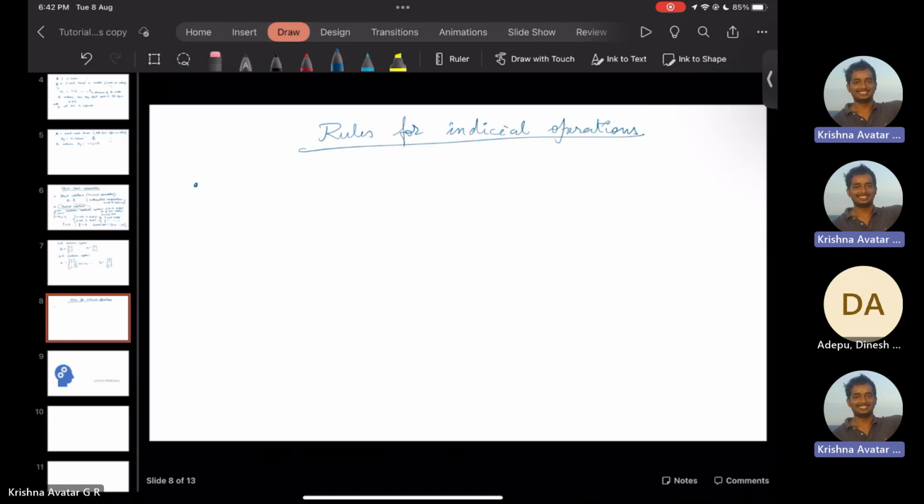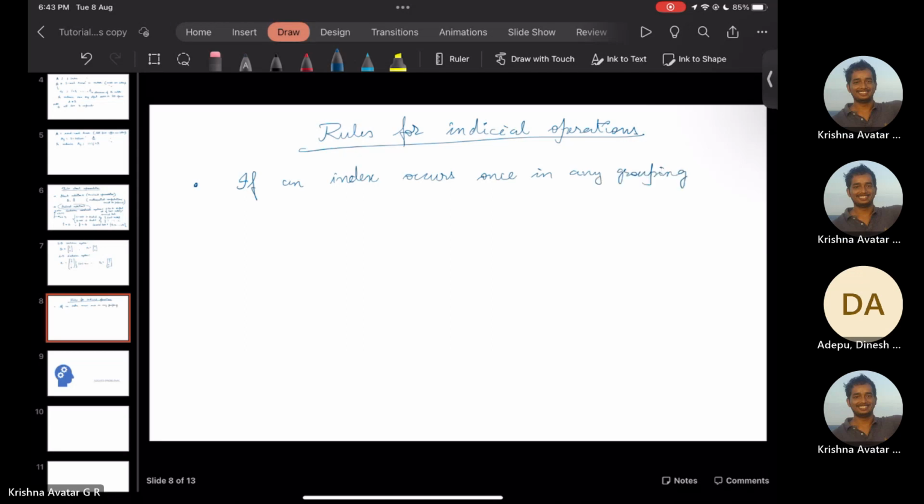So we have something, we'll start with, say, if an index occurs once in any grouping, then the index is called a free index.